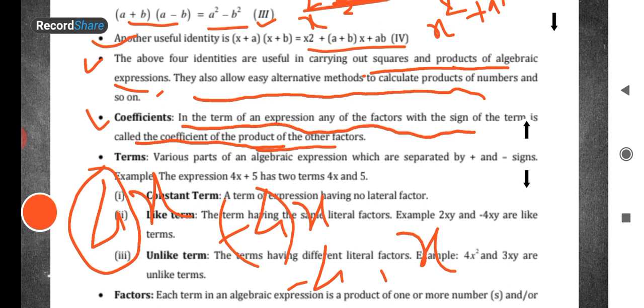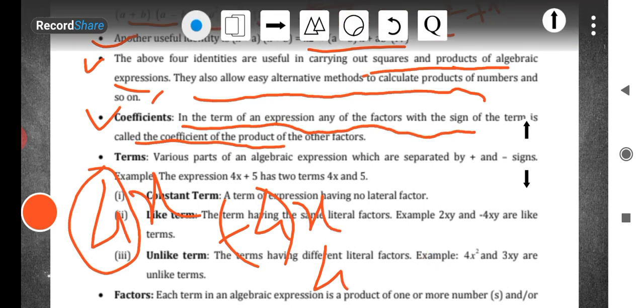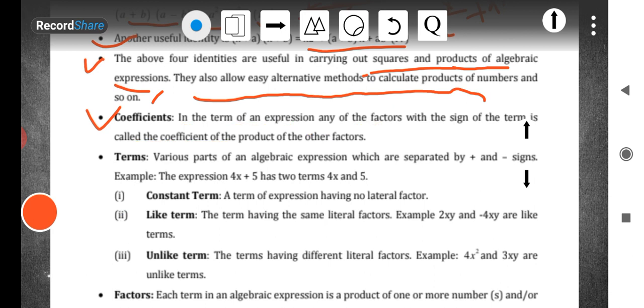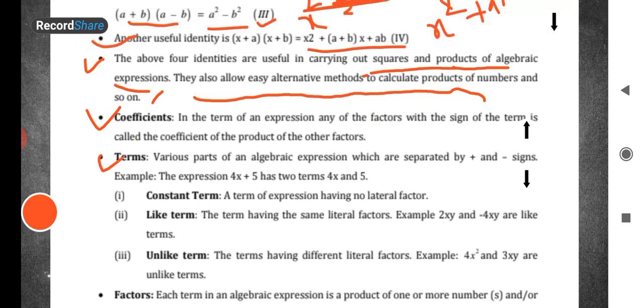Okay, now let me clear this. Terms: various parts of an algebraic expression which are separated by plus or minus sign. For example, the expression 4x plus 5 has two terms, 4x and 5, and they are separated using plus, isn't it? It can be 4x minus 5 also. Okay, which are the terms here? 4x and 5, they are the terms.